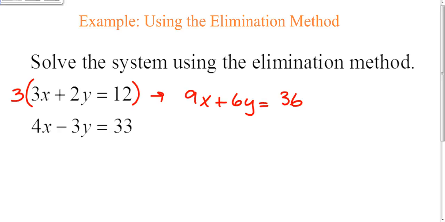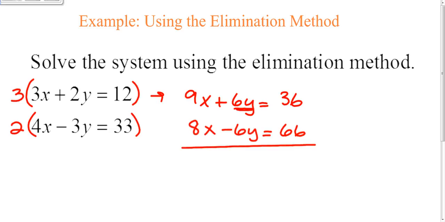If the top equation is 6y and I'm trying to get my y's to drop out, the bottom equation has to be negative 6y. So that means I need to multiply the bottom equation by 2 so that when I distribute that 2 through, I'm going to get negative 6y. When I distribute the 2 through, I have 8x minus 6y equals 66. Now what I want to do is add those two equations together.